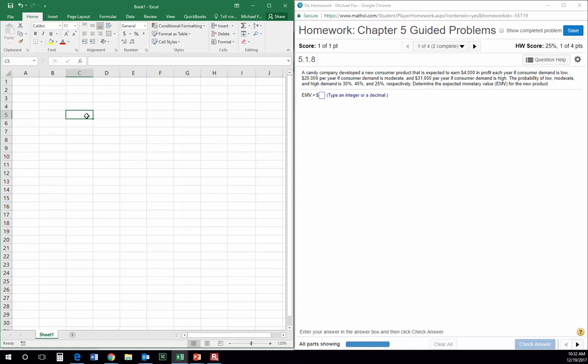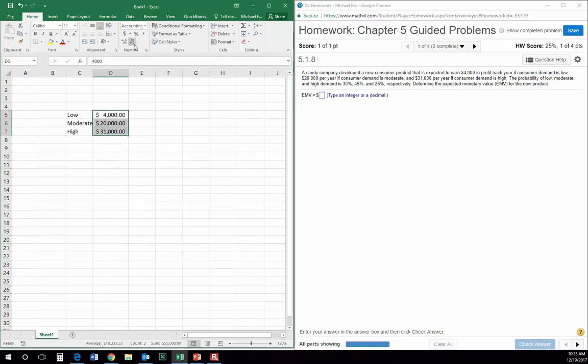So honestly, all we do is we take the value if it's low, moderate, high. Again, 4,000 in profit if it's low, 20,000 if it's moderate, and 31,000 if it's high. I'll tell Excel that these are dollars. And then, so this is the profit and the probability.